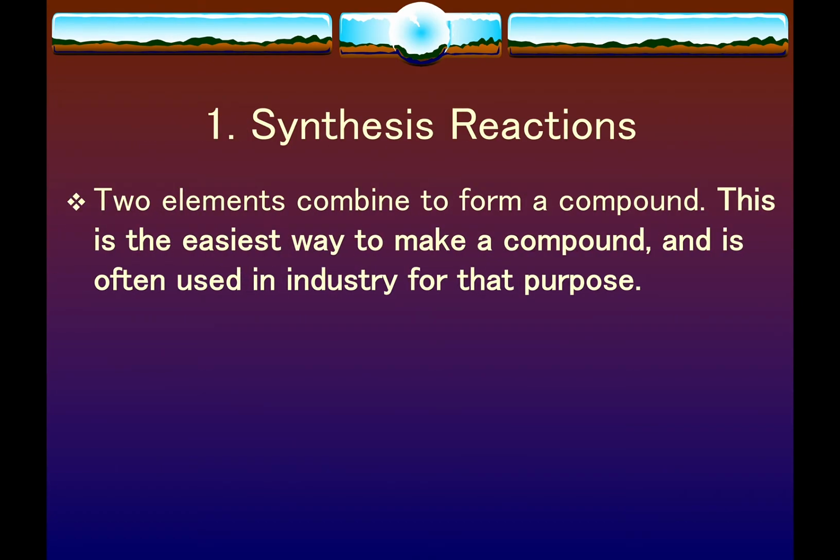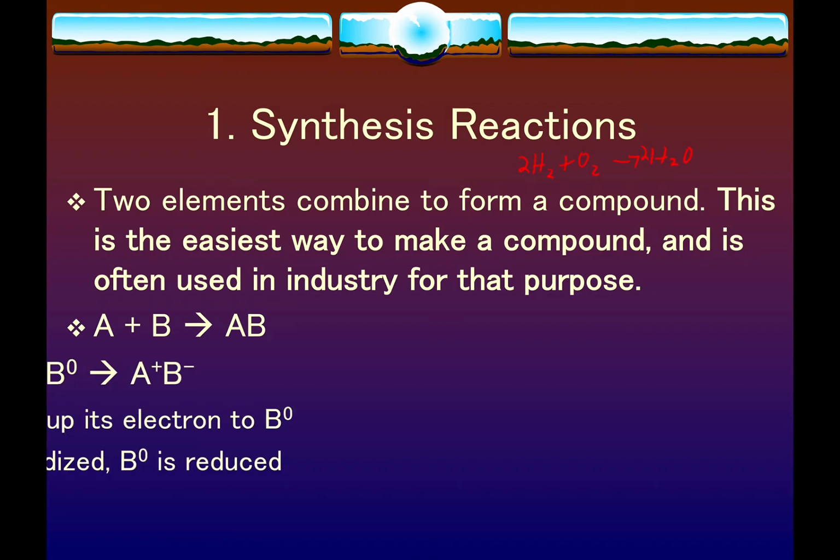Alright, synthesis reactions. The general formula that you'll see for these are 2 elements that are going to combine to form a compound, such as H2 plus O2 yields H2O, and then to balance that, we will go 2H2O and 2H2. This is the easiest way to make a compound in industry. That is often what it is used for. It takes the general form A plus B yields AB, compound AB.